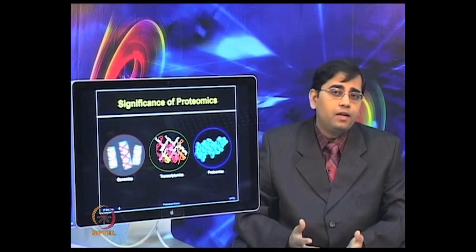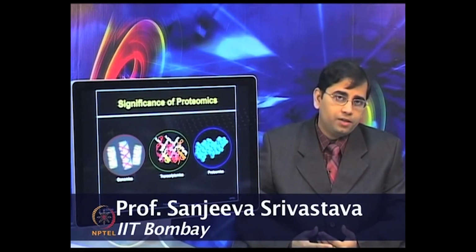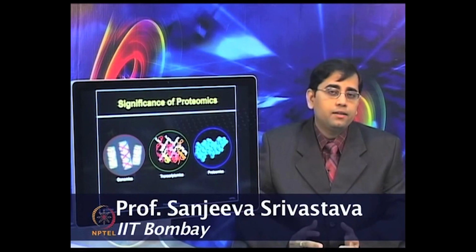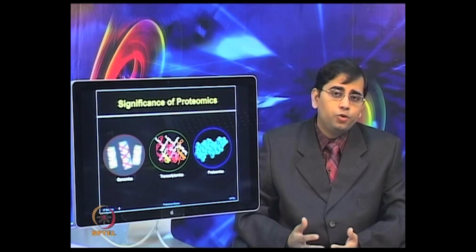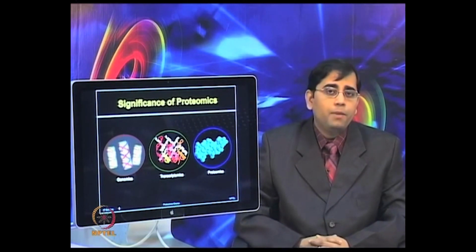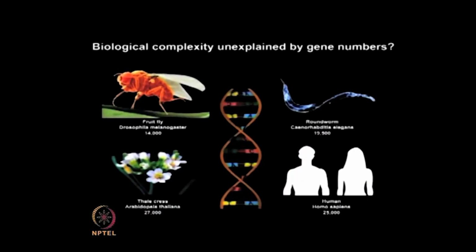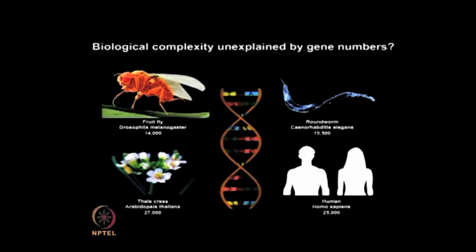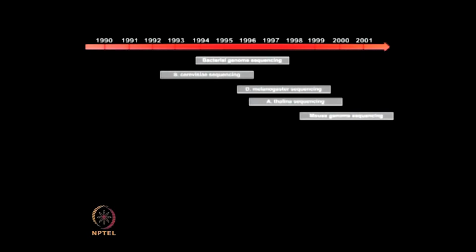A gene can code for several types of proteins because of alternative splicing and post-transcriptional and post-translational modifications. Therefore, it suggests that studying proteins is more challenging than studying the genome or transcriptome. Therefore, proteomics has great significance in understanding biological systems. The completion of genome sequencing projects of several organisms, including human, has been one of the most remarkable achievements of this century. However, these have not been sufficient to unravel the mystery of complex biological processes. The similar gene numbers of many diverse groups of organisms have failed to explain their varying biological complexity.